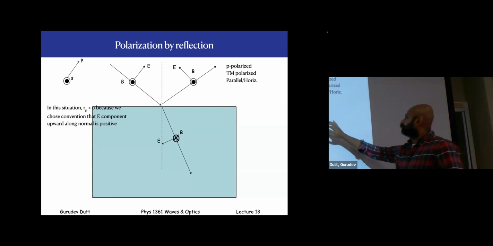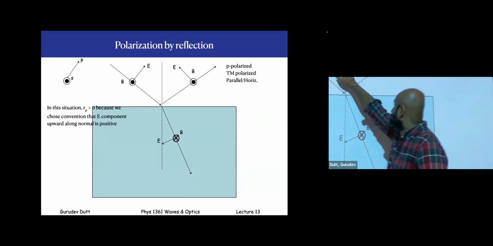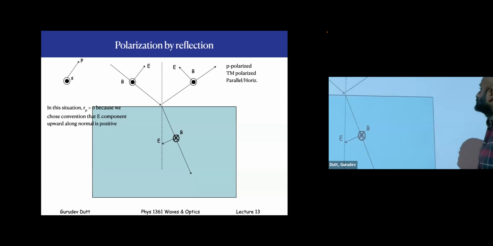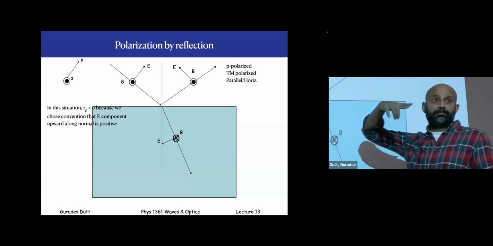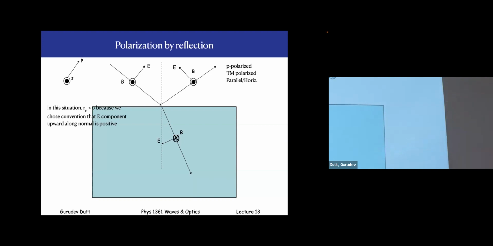So what we call p-polarized light is when the electric field is in the plane of incidence. This is shown over here. You can see the electric field is in the plane of incidence. And in this situation, the magnetic field is perpendicular to the plane of incidence, because E and B have to form a right-handed triad. So we see that's the situation.